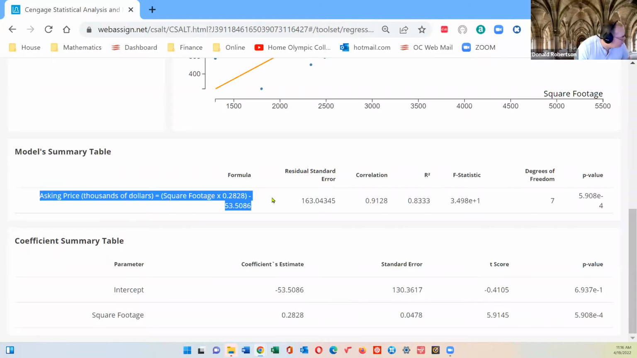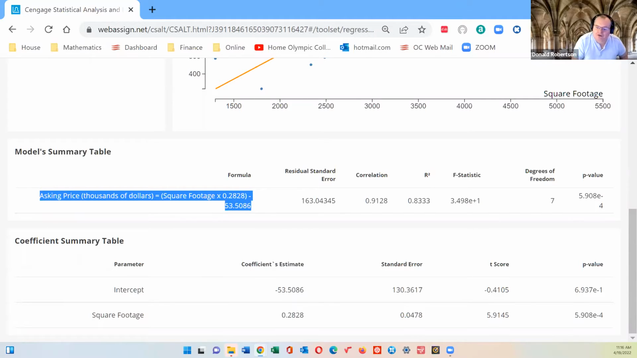So the formula would be, well, that's a lot, asking price in dollars. So I'm just going to call it price. And it's equal to square footage times 0.2823. So that would be 0.2828. And that's square footage. So I'm going to call that area. Plus, I'm just going to call that 53.5. So there is the formula that would represent that straight line.